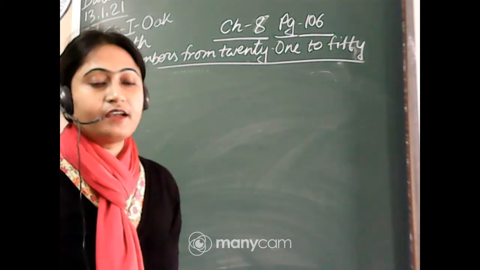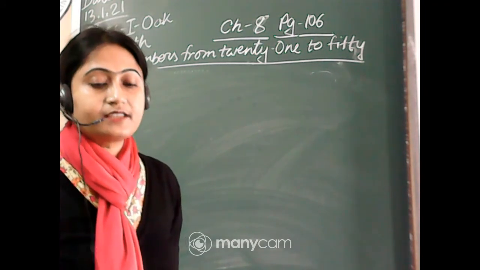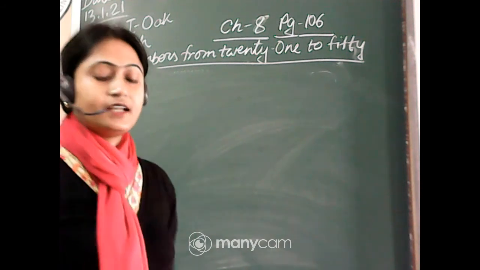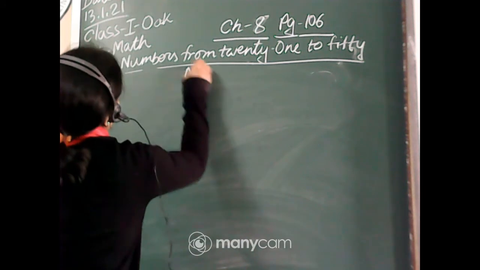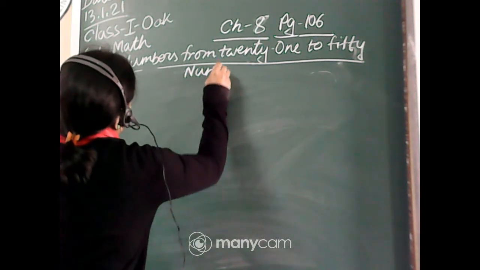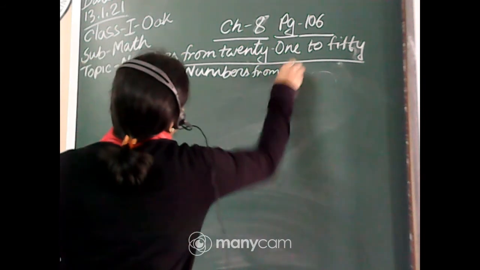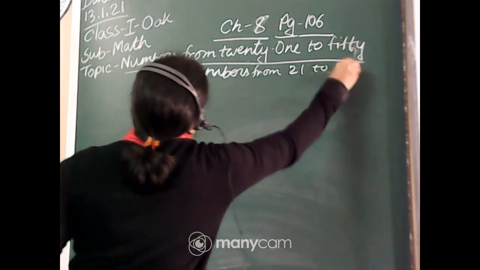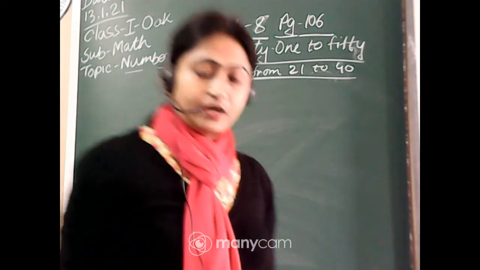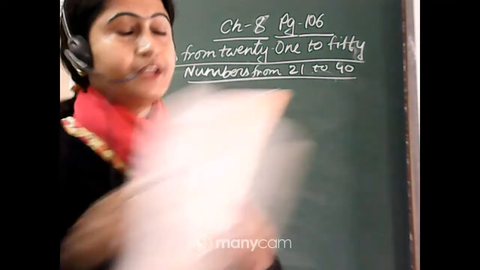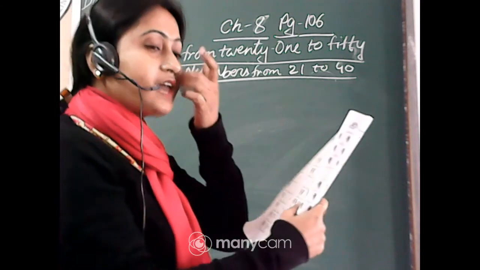Page number 106. Fill in the blanks. Numbers from 21 to 40. On this page we will learn numbers from 21 to 40. In your book, let's see. 2 tens and 1 one. The number is 21. It is done in your book.